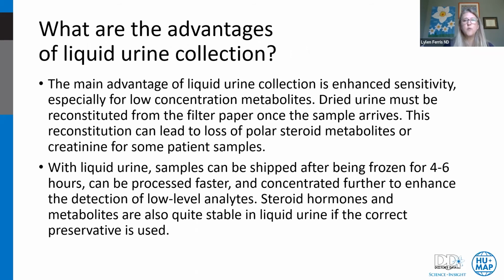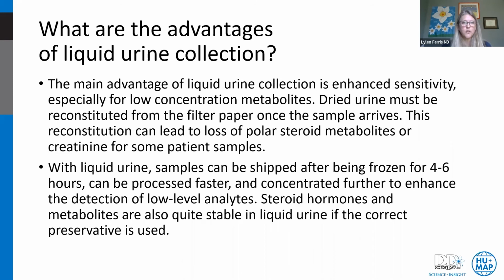Now, remember that the HuMap profile tests 4 to 5 liquid samples. Why is this an advantage? Well, the main advantage of testing in liquid urine is enhanced sensitivity, especially for those low concentration metabolites. If you're working with dried urine, it actually has to be reconstituted from the filter paper once that sample arrives at the lab. And this reconstitution can lead to a loss of polar steroid metabolites or creatinine in some patient samples.